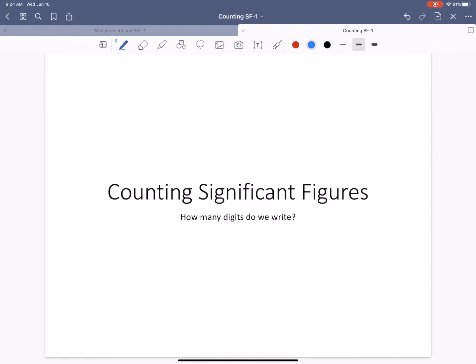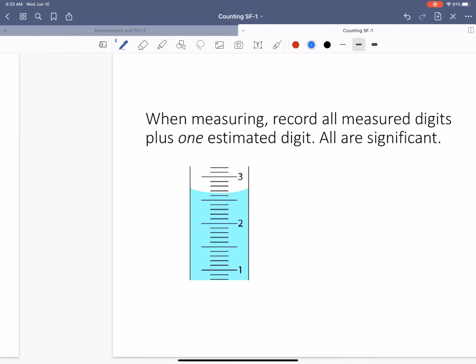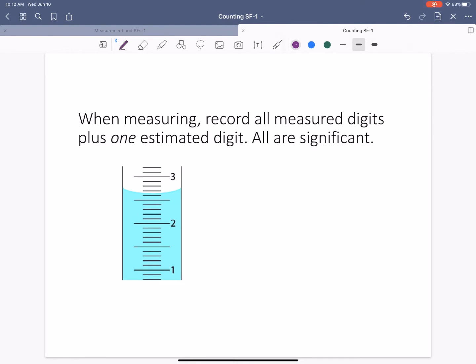In science and in chemistry, we make observations that can be qualitative or quantitative. And when we make a quantitative observation, there is a physical quantity that has both number and unit. And the number of digits in a number is important to know. When measuring, we record all digits plus one estimated digit. And the tool is going to determine where that estimated digit is.